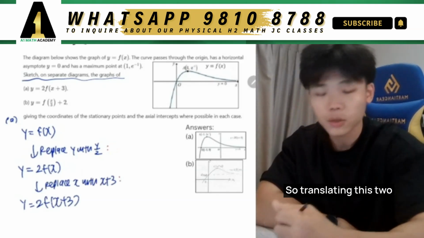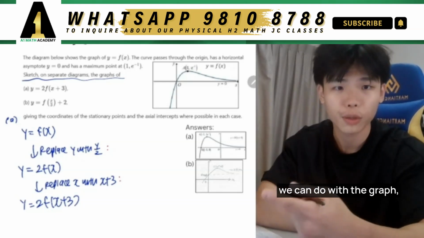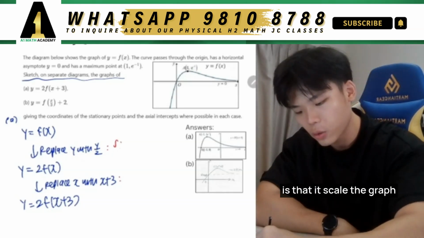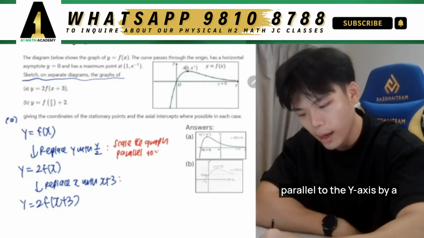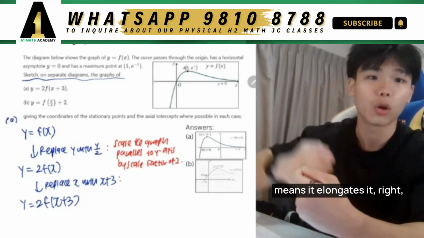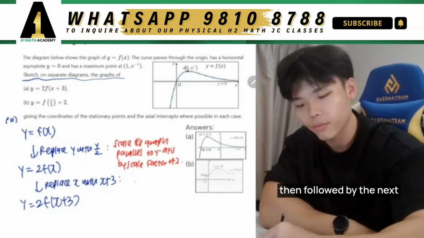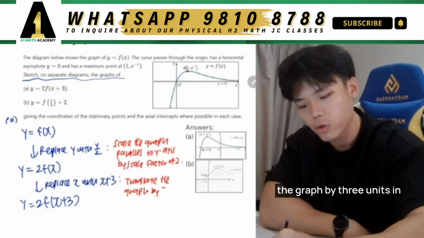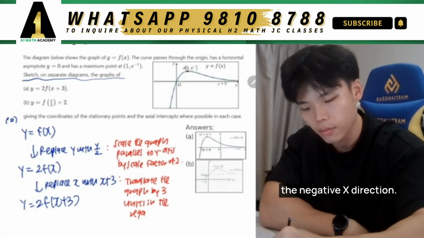So translating these two into tangible things that we can do with the graph, how will it look? The first one scales the graph parallel to the y-axis by a scale factor of 2, which means it elongates it. Then followed by the next step, which is to translate the graph by 3 units in the negative x direction.